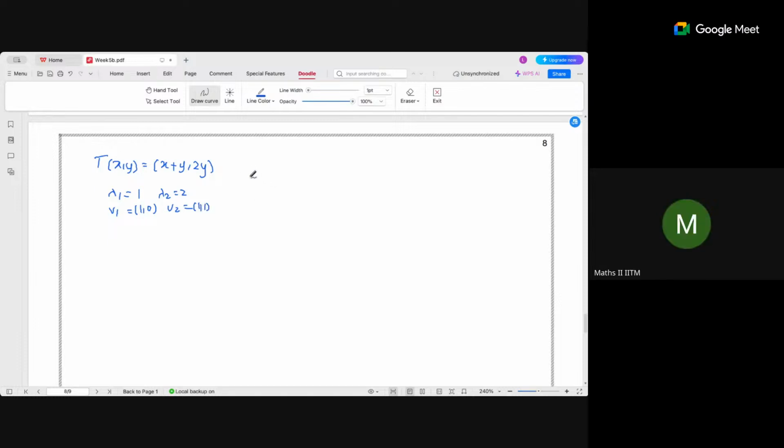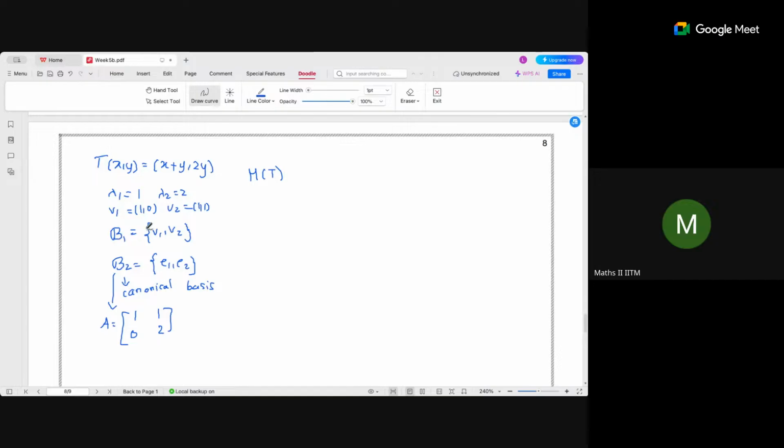Now I want to write the matrix of T. So we know that this forms a basis now, right? So let's call this b1 and this is b2, the canonical basis. The matrix which we usually find is the matrix with respect to the canonical basis, 1 0 and 1 2. So this is with respect to the canonical basis.